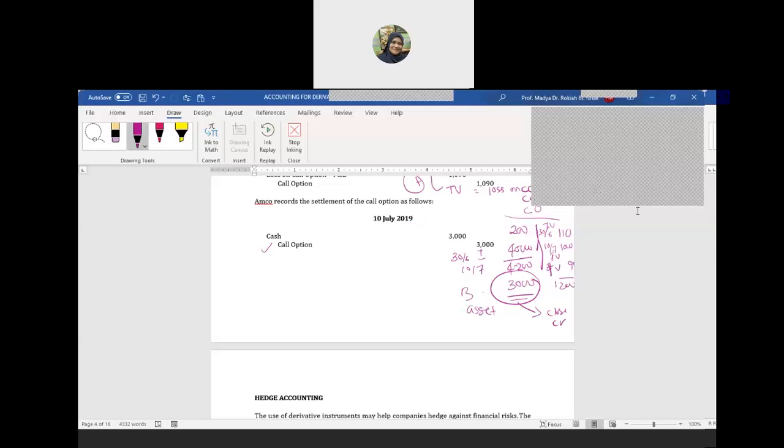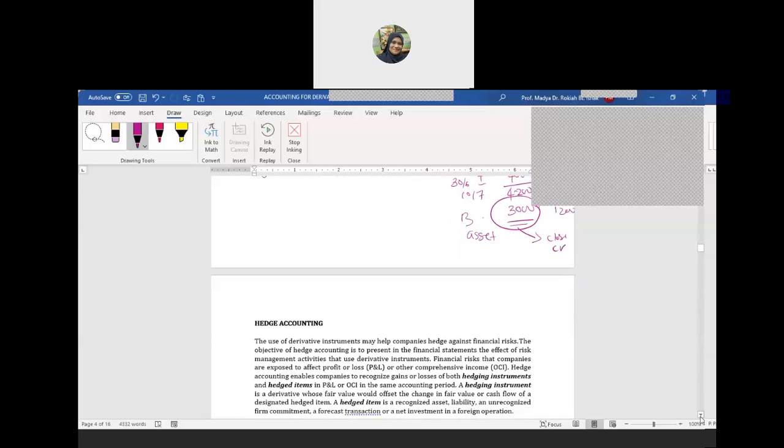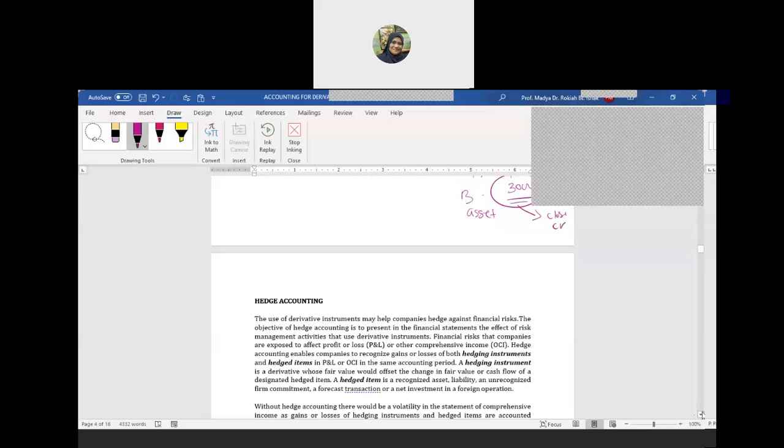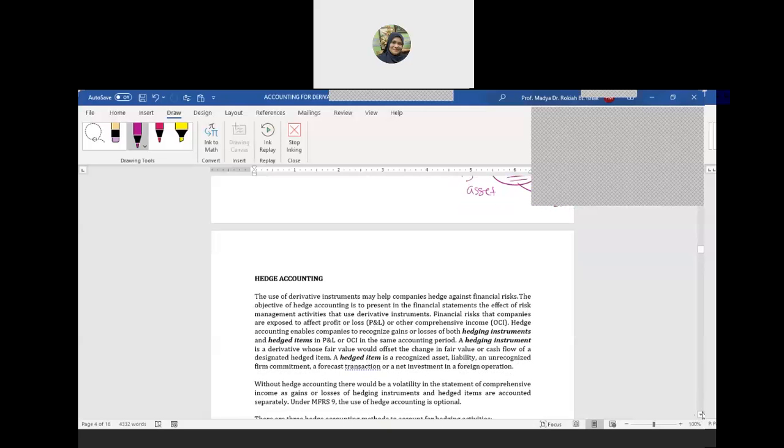Okay, now we want to proceed to hedge accounting. For hedge accounting, the use of derivative instruments may help companies to hedge against their financial risk. The objective of hedge accounting is to present in the financial statements the effect of risk management. We're going to manage our risk here by using a derivative instrument.